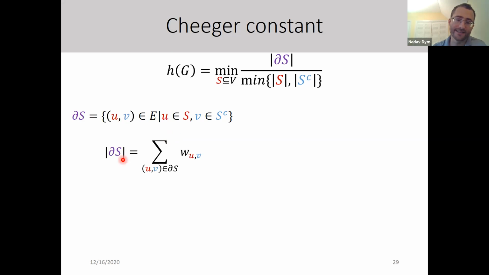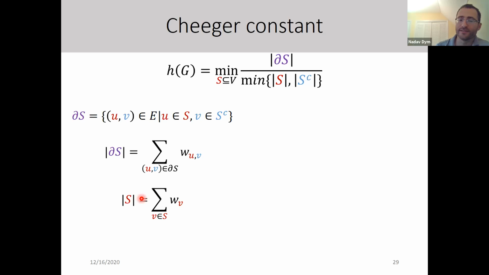The size of the boundary is the sum over all edges in the boundary with the weights assigned to them. On the bottom, it is normalized by the size of the set of vertices. The size is defined again via the weights of the vertices. The idea of why you normalize is that, when you measure how connected the set is, it's easy to find a set with a small boundary if it only connects one vertex. So you want to compensate for that.